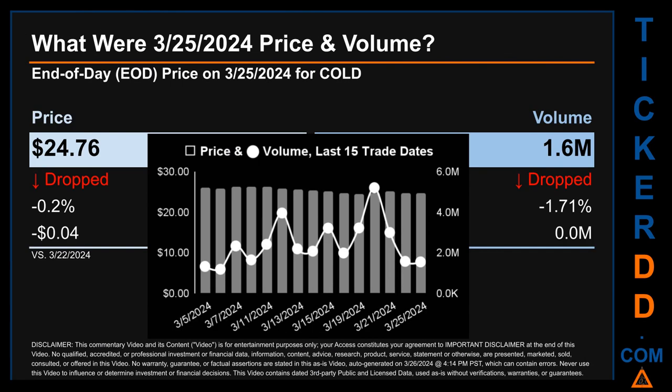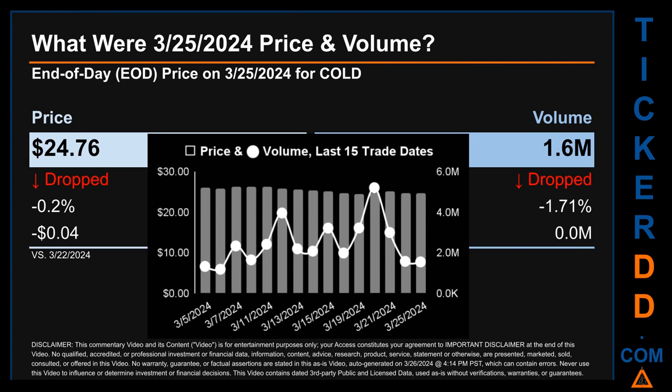What was end-of-day price and volume for COLD? On Monday, March 25, 2024, COLD had an end-of-day price of $24.76 and volume of about 1.6 million. Compared to the previous trading day, the price dropped 0.2%, losing 4 cents, while volume dropped 1.71%, decreasing about 0.03 million. The graph shows price and volume for the last 15 trade dates.